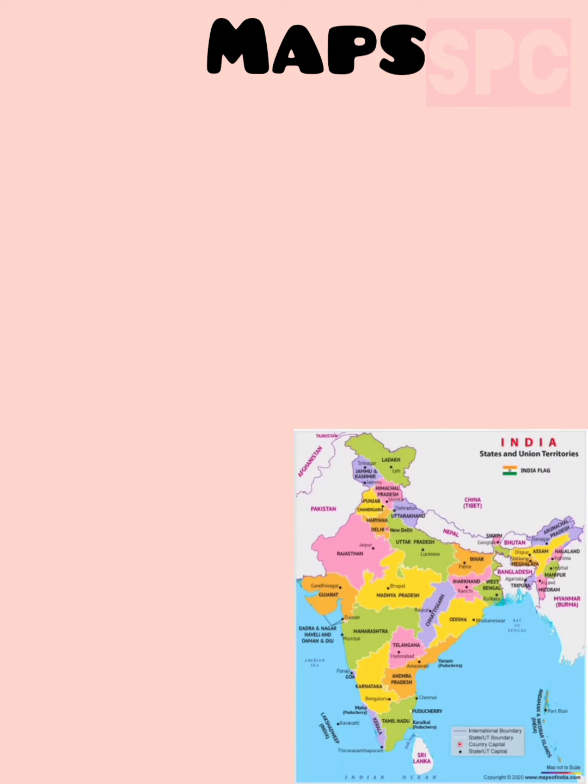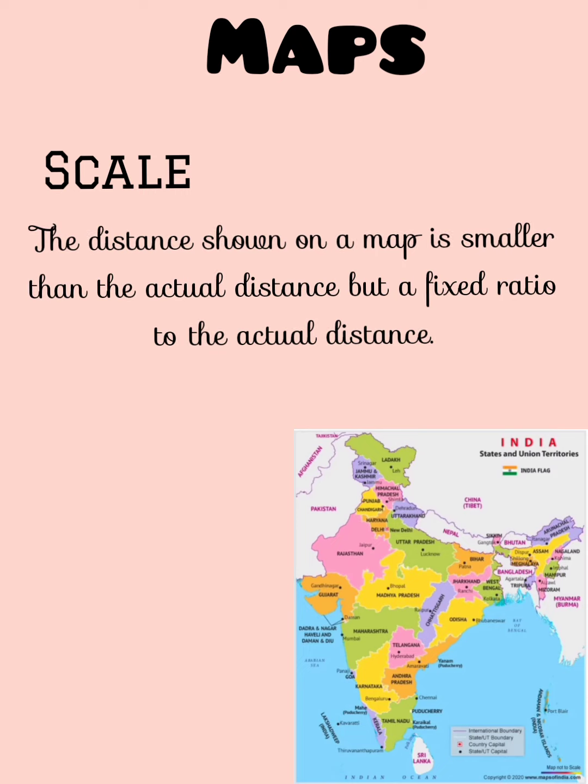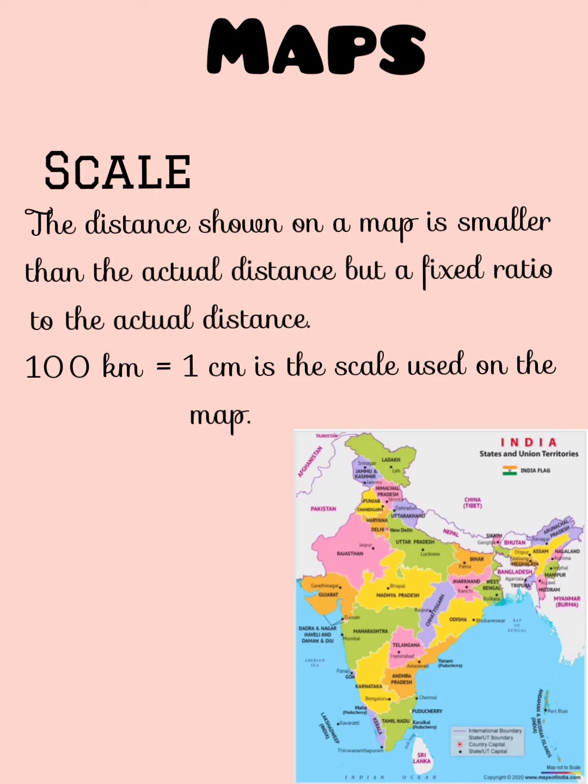Students, since a map is a very small version of any area, we use a scale to draw a map. The distance shown on a map is smaller than the actual distance. For example, the distance between Delhi and Amritsar is 400 km. But on a map, the distance between the two cities is shown to be 4 cm. This means that on this map 100 kilometers is taken to be equal to 1 centimeter. Thus, 100 kilometers equal to 1 centimeter is the scale used on the map. Different maps have different scales.